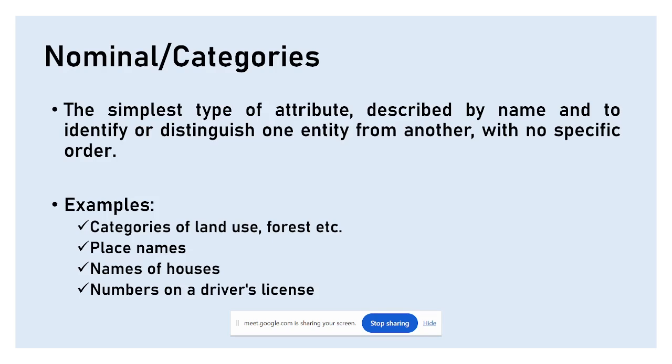Okay, so that is like, for example, in a land use land cover thing, you will be defining the land area, then you might be defining the water body, then you might be defining the forest cover, you might be defining the built up area. So you're just giving a name or a category to represent those features. Or you might give the place names or names of houses or the numbers on a driver's license. It's not given in any specific order, you're just assigning some names, that's it.